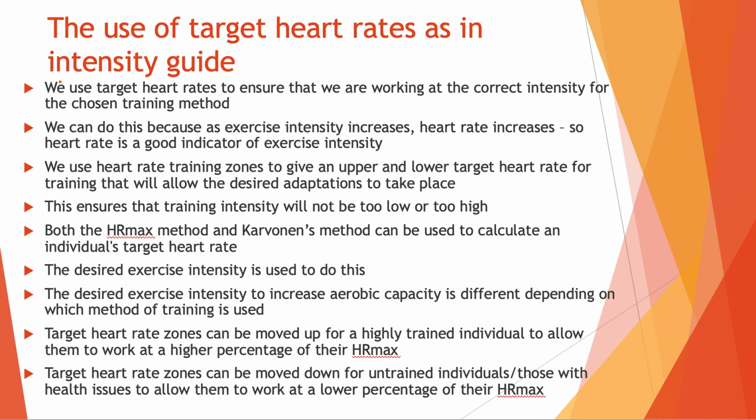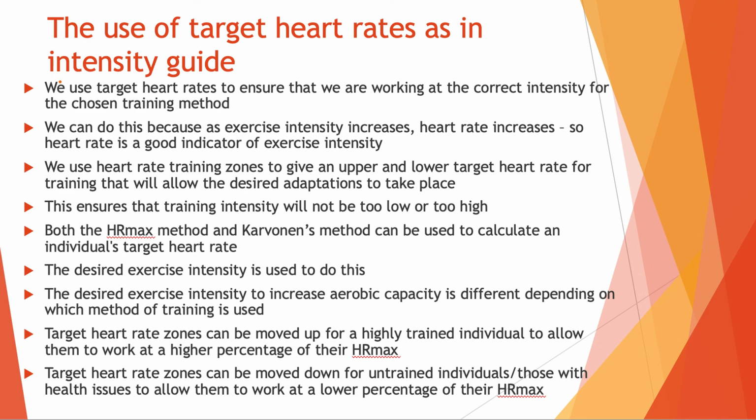We can use both the heart rate max method and Karvonen's method to calculate an individual's target heart rate. The desired exercise intensity is used to do this. So, for example, we've often used 65% in this video. The desired exercise intensity to increase aerobic capacity is different depending on which method of training you use. So remember, continuous training calls for certain intensities, high intensity interval training calls for other intensities.